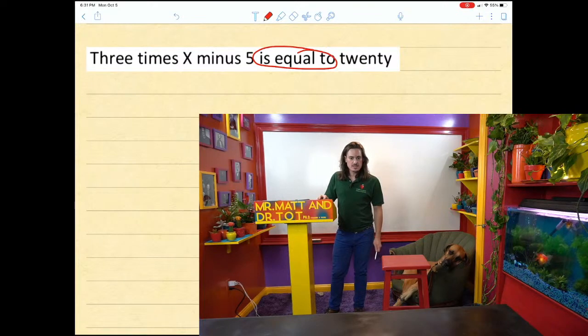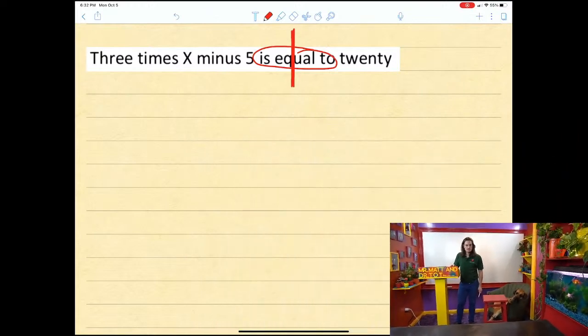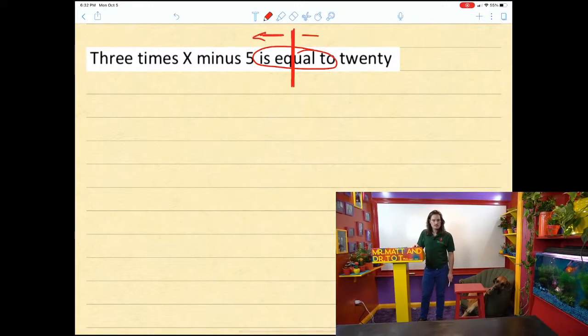And actually, let me make my camera a little bit smaller here. There we go.